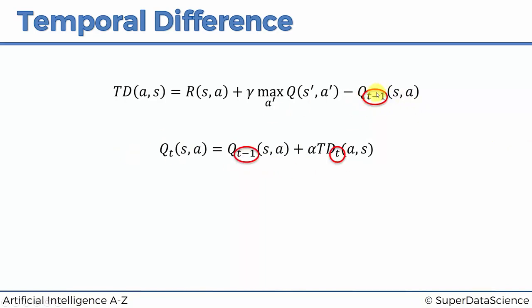So here is Q t minus 1, the previous. Here's Q t minus 1, the previous. Here's Q t, the new. There should be a red circle here as well, but never mind. And here we've got alpha times the temporal difference, the current temporal difference. So you can see what we're doing. We're saying, okay, our current Q is going to be equal to our previous Q plus whatever temporal difference we found times alpha. This formula over here is the heart and soul of the Q-learning algorithm. This is how the Q values are updated.